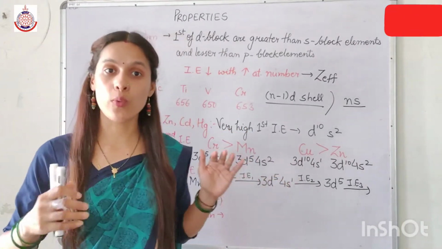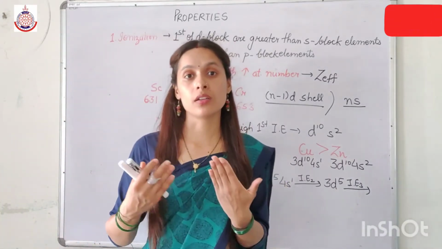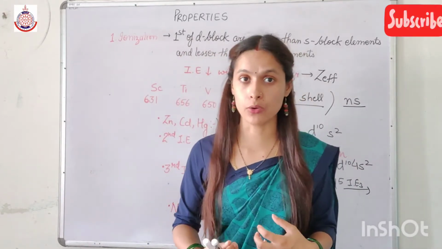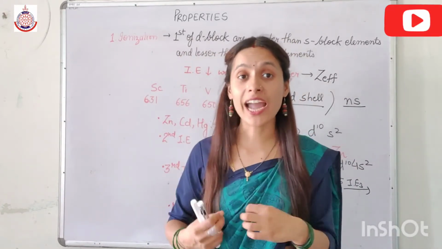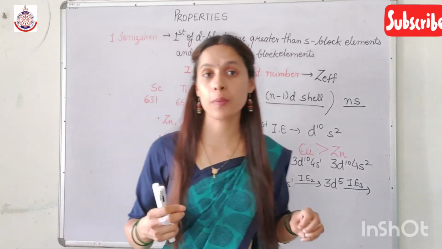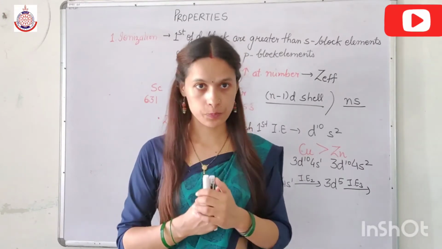This shows why these elements show their oxidation state +2 in most of their compounds. Because of very high third ionization enthalpy, ये elements majority किस form में present रहते हैं? In the form of +2 oxidation state.